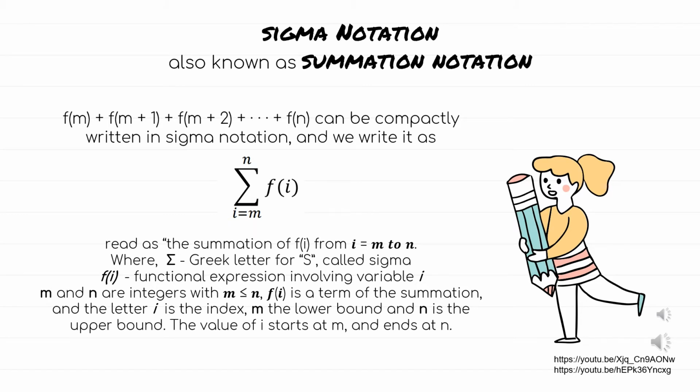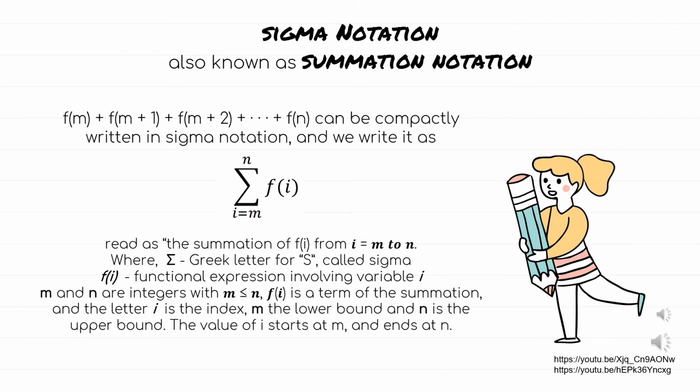We now introduce a special notation for writing sum of the terms of a sequence. This notation is called the sigma notation, also known as summation notation. It involves the use of the capital Greek letter for S, called sigma, which is denoted by the symbol. We will see the use of the symbol I, which is called the index of the summation. The index serves as dummy variable because it can be replaced by any other symbols.